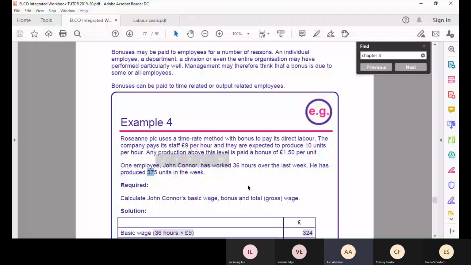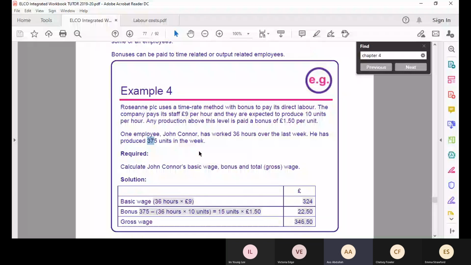how are we going to calculate basic wages and bonus for John? So 36 times 9 equals 324 pounds.